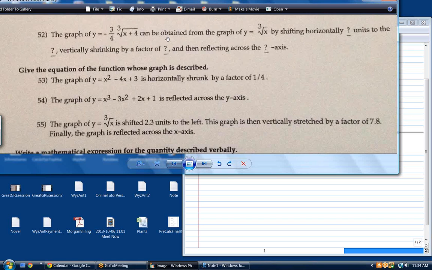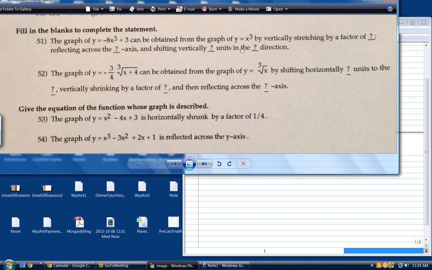All right, let's look at 52. Did you have answers on that? Oh, yeah, I can check. Make sure we get our terminology correct here. It should be vertically stretching by a factor of 8.